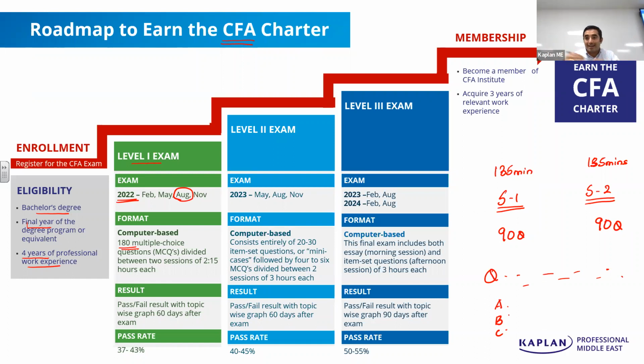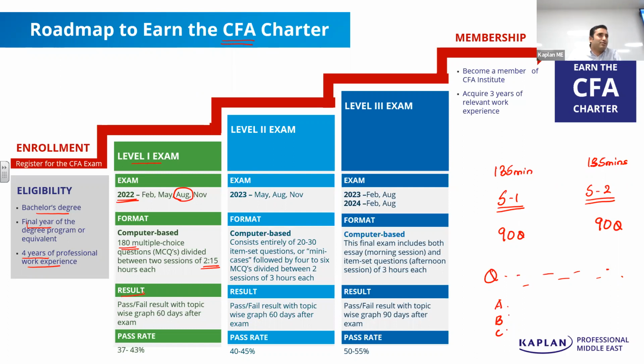It's not a case like in Level 2, where there will be a big case study. You will have to read that case study and answer 4 or 6 multiple choice questions on it. But Level 1 is not like that. Level 1 is 180 individual questions spread across 2 hours and 15 minutes, or 135 minutes.